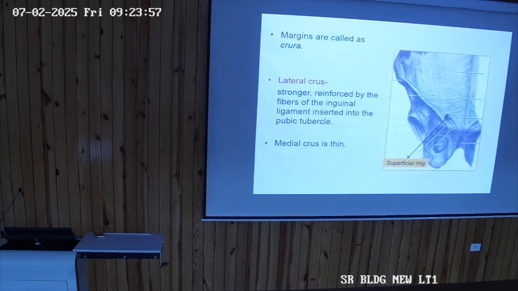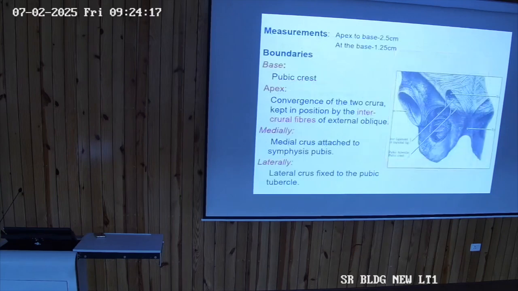Its margins are called crura. There are two crura, one medial crus and one lateral crus. The medial crus is attached to the pubic symphysis, the lateral crus is attached to the pubic tubercle. This is the triangular opening, and it is reinforced by the reflected part of the inguinal ligament and the inguinal ligament itself. Its medial crus is thinner, its lateral crus is stronger. So its measurements are this much. The base is formed by the pubic crest. There are intercrural fibers also. The medial crus is attached to the symphysis pubis. The lateral is attached to the pubic tubercle.